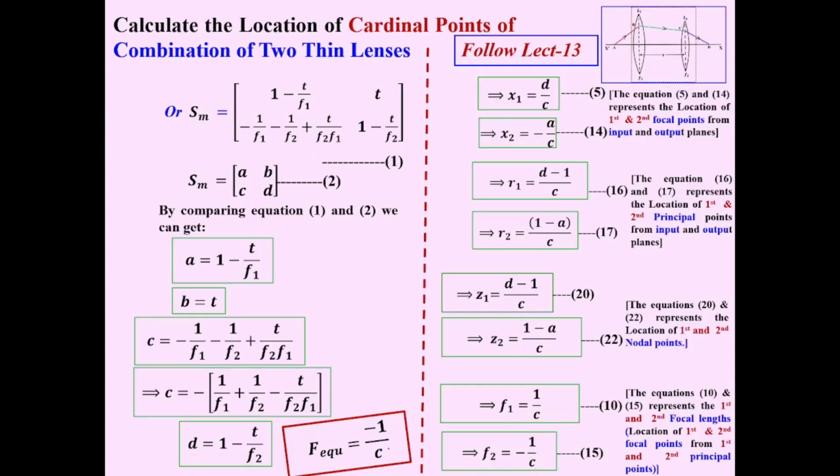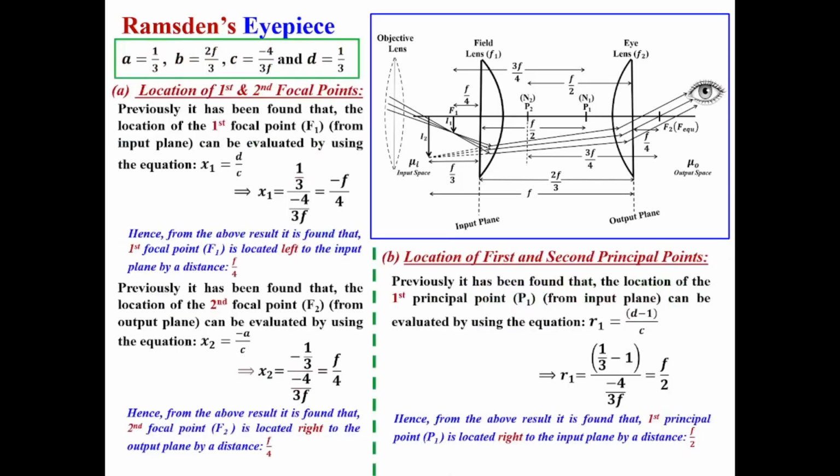So here F equivalent is minus 1 by C, or we can say the second equivalent focal point, and the corresponding length is the second equivalent focal length F2. Here F1 means the first equivalent focal point and its corresponding focal length. Both are of opposite sign. This is minus, this is plus. Okay, I have written the same thing over there.